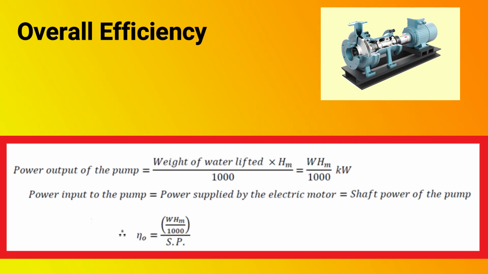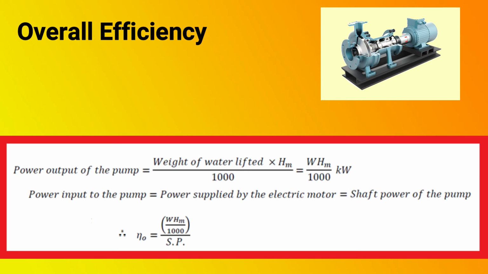And power input to the pump equal to power supplied by the electric motor. We know that the output of the motor is the input of the pump, because this pump will receive the power from the motor. So we can also write power input to the pump equal to power supplied by electric motor equal to shaft power of the pump. So the overall efficiency equal to W Hm upon 1000, which is the output of the pump, divided by shaft power, which is the input.